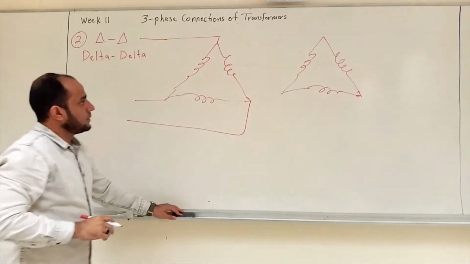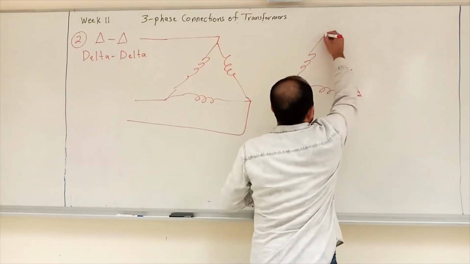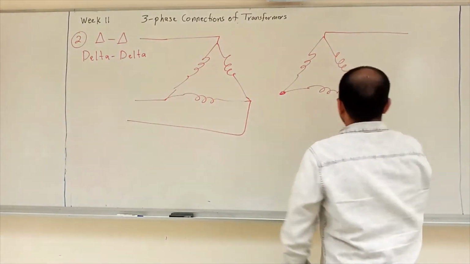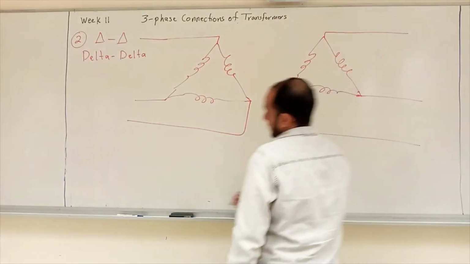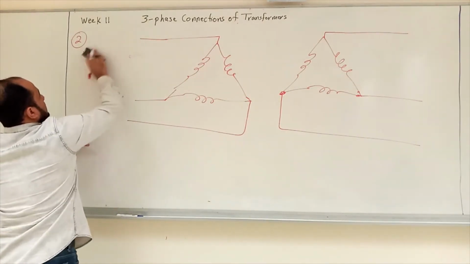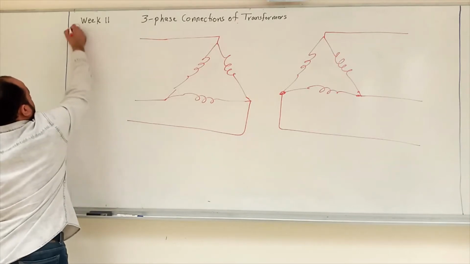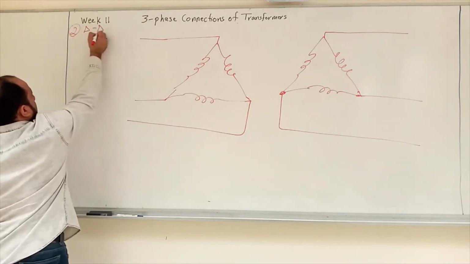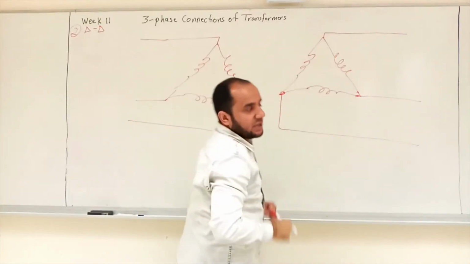And here we have this one line, the other one, the third one. Delta connection. Let me just raise this to have some space, but this is delta connection here. So number 2 is delta. The primary side is delta and the secondary side again is delta.